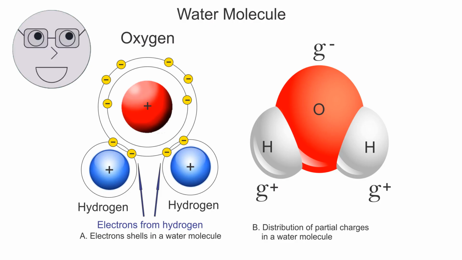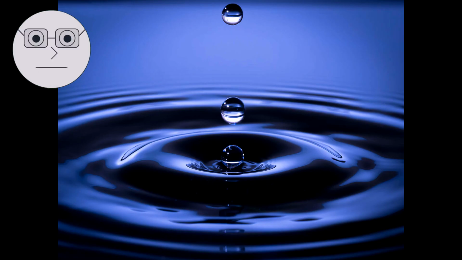Water is a unique substance with properties that make it essential for life as we know it. It's a polar molecule, meaning it has a positive and negative end, which allows it to form hydrogen bonds with other water molecules. These bonds give water its high surface tension, allowing it to stick together and form droplets. Those are shots of water droplets.